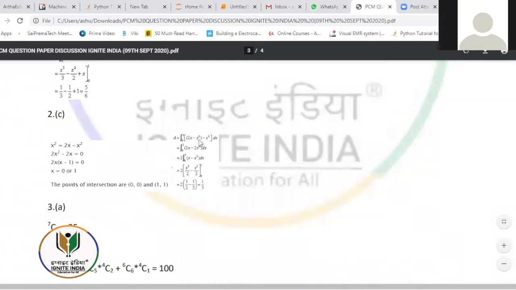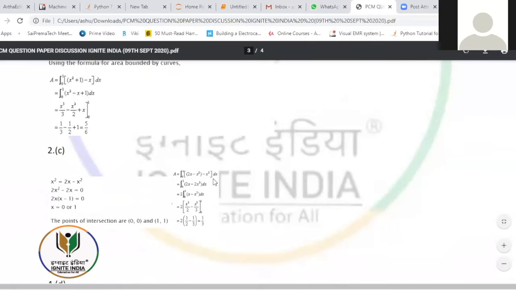Now again the same procedure. Upper curve minus lower curve, you will get x minus x square. Again you integrate it directly. Apply the limits, you will get 1 by 3 square units. Again pretty straightforward.